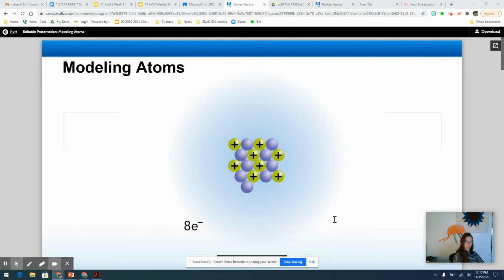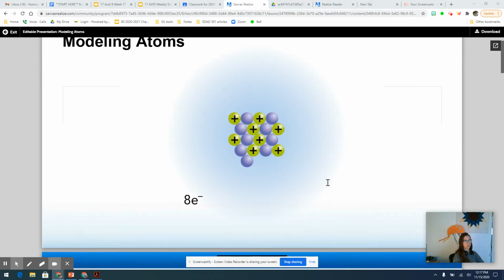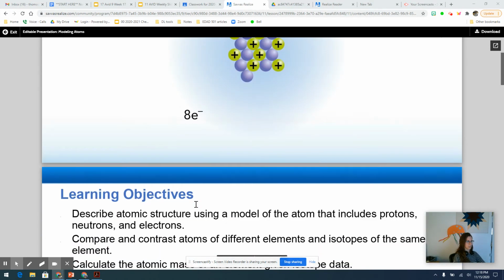Everything we draw in chemistry is very intentional. And so you should always be curious when you see something like this. Oh, what does that mean? So if you don't know what it means, take note of it and then pay attention and try to answer that question throughout the presentation.